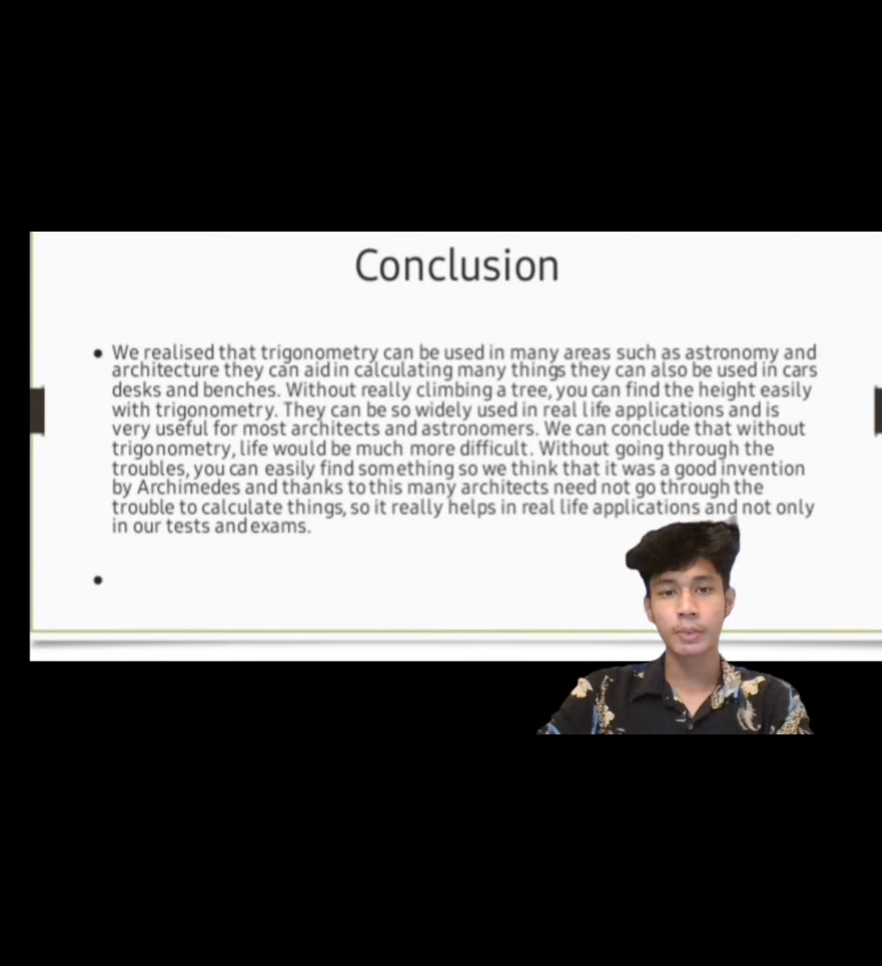Conclusion of trigonometry. We realize that trigonometry can be used in many areas such as astronomy and architecture. It can aid in calculating many things. Without really climbing a tree, you can find the height easily with trigonometry. It is so widely used in real life applications and is very useful for most architects and astronomers.